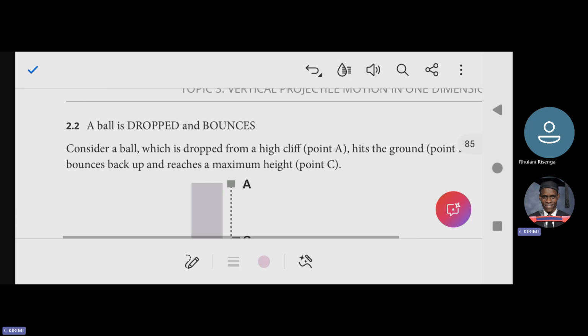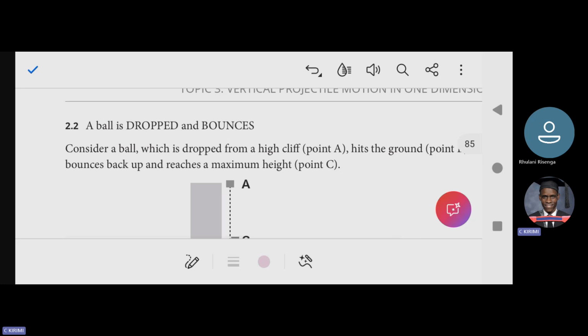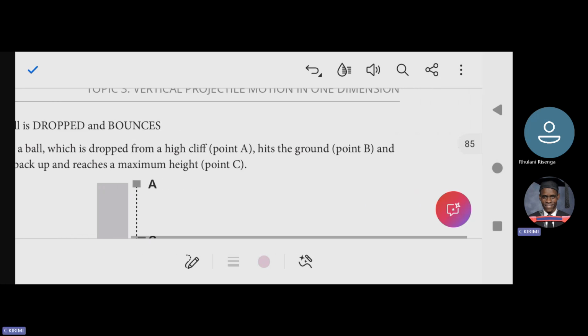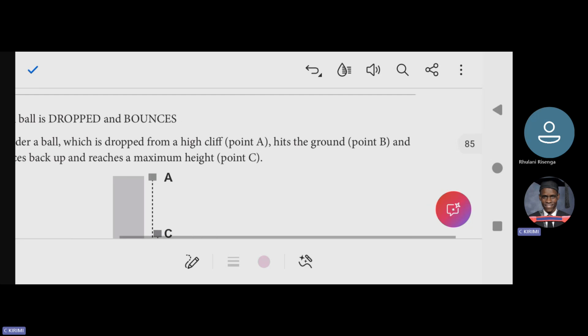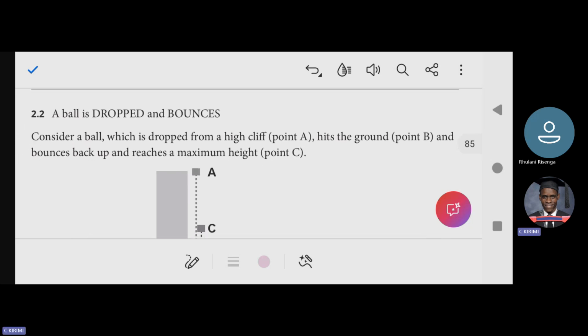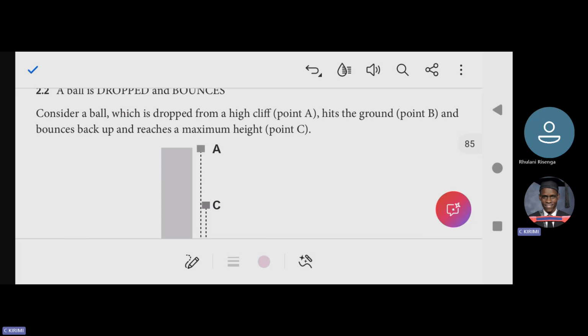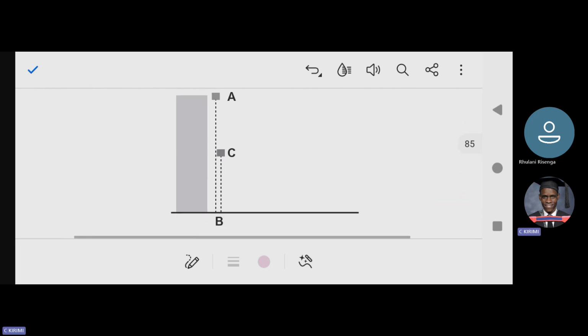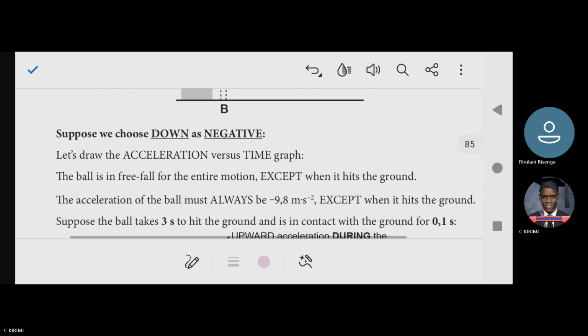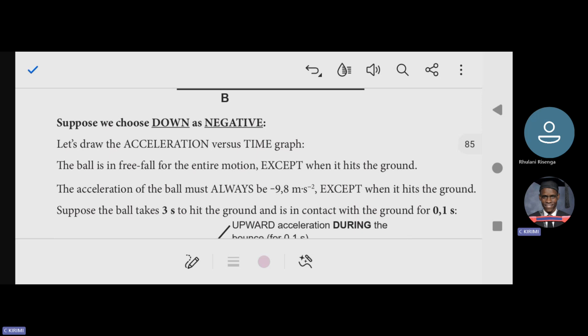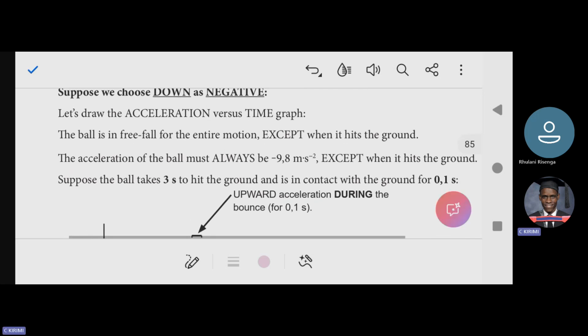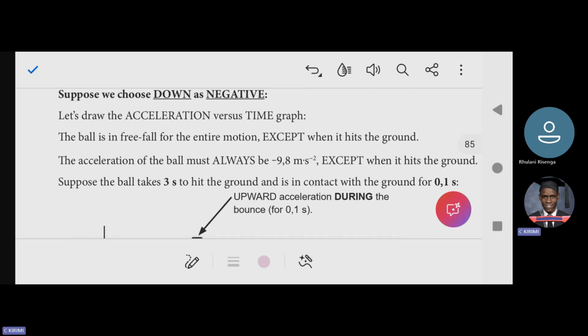Consider a ball which is dropped from a high cliff, point A, hits the ground, point B, and bounces back upwards and reaches the maximum height C. So there's a bounce there. They want us to draw the acceleration versus time graph. The ball is in free fall for the entire motion, except when it hits the ground.